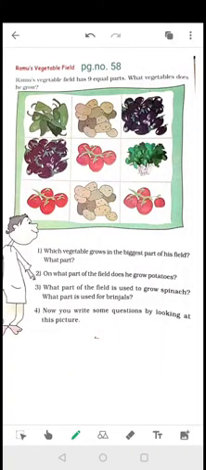Page number 58. Ramu's vegetable field. Ramu's vegetable field has 9 equal parts. What vegetables does he grow? 9 equal parts are there: 1, 2, 3, 4, 5, 6, 7, 8 and 9.